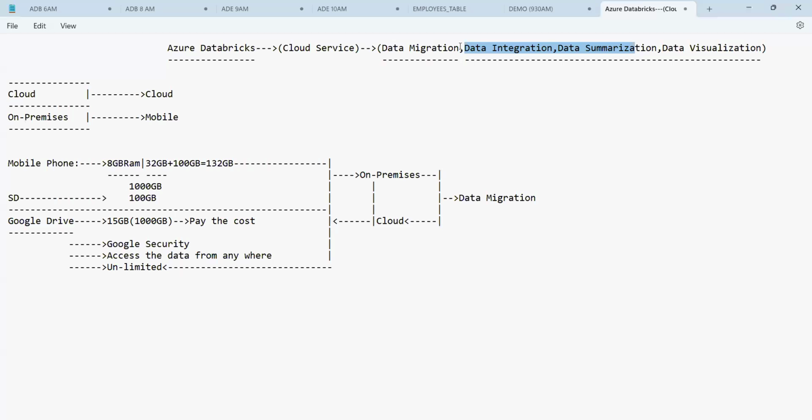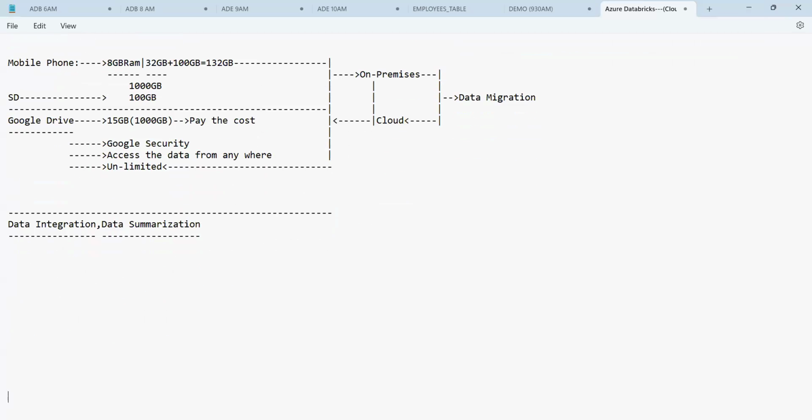What is data integration and what is data summarization? Let's try to get through this with the help of another example. Now everyone, let's take an example here. Yeah, guys, everyone is following? Please respond. Hello, is everyone following? Yeah.